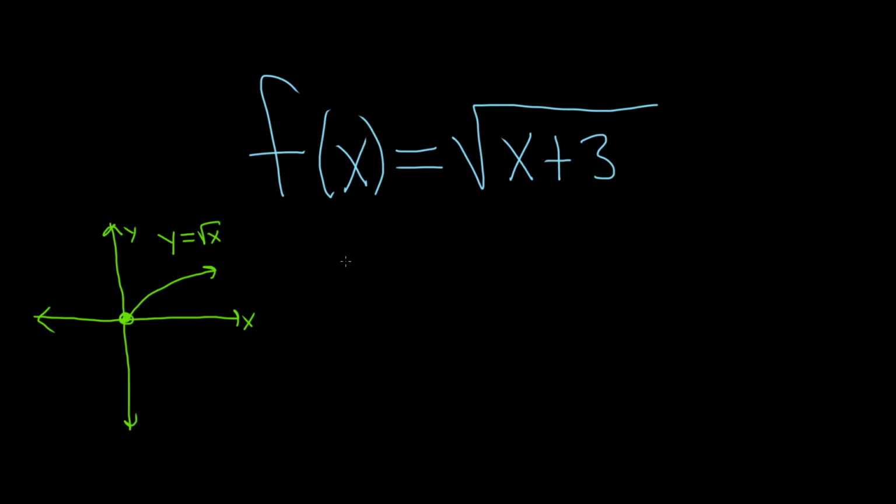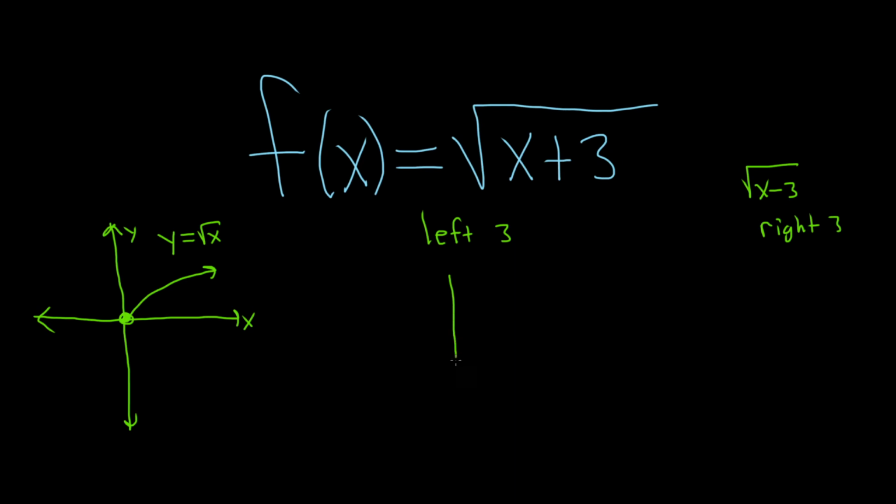To do this problem, basically you take this graph and you just shift it. Whenever you add to the x like this in a function, you take this graph and go left 3. Okay, it's backwards. If you subtract from an x, you go right. So if it was this, then it would be right 3, but it's not. It's plus, so it's left.